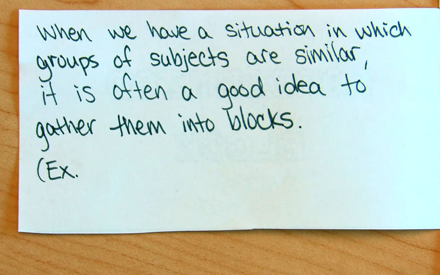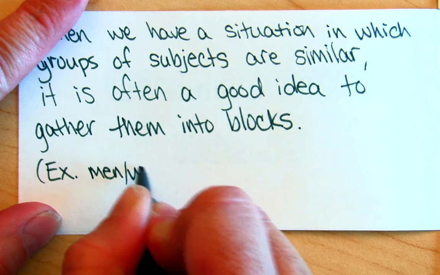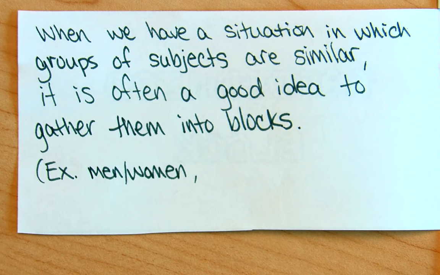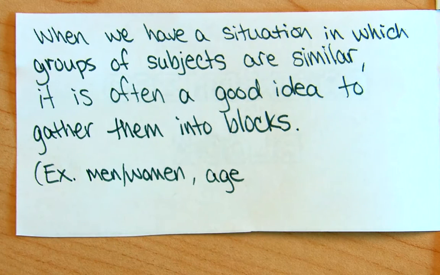So, examples of things that we may use to block. Just like we did in this example, you may sort men and women into different blocks. Like we talked about, sometimes teenagers and senior citizens are going to be different in how they respond to certain treatments. So age is something that may be appropriate to block with.